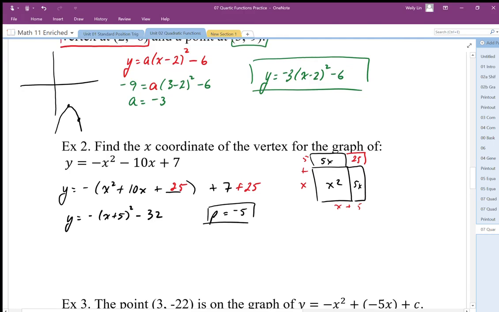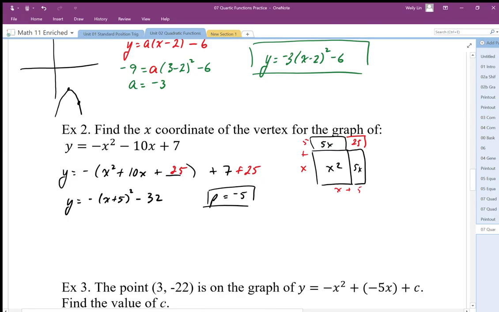We also have this vertex formula, which finds the middle, okay, and this is a much more efficient way to do it. It's -b over 2a. Well, I know that that middle has something to do with the vertex, and that becomes negative of -10 over 2 times a, which is -1. Okay, so this ends up being equal to -5. Yeah, same solution.